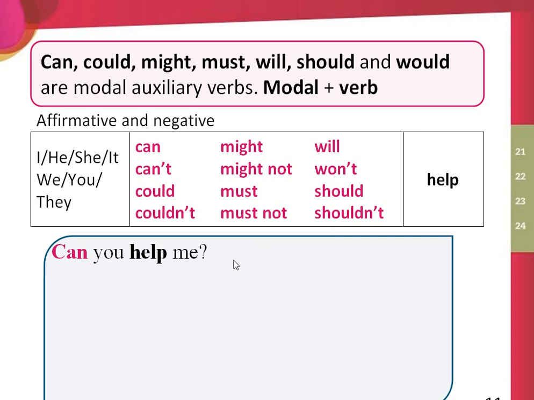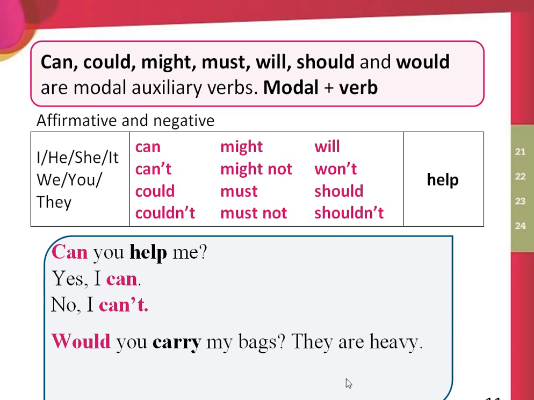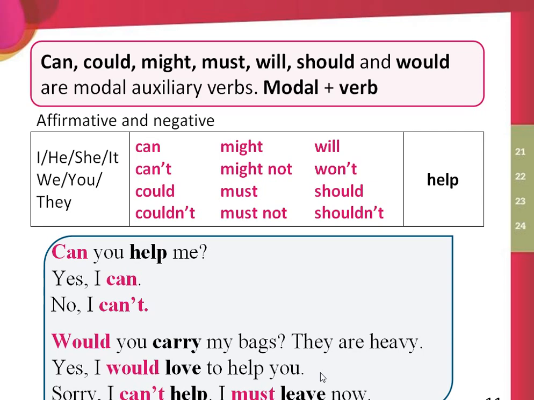Example sentences: can you help me? Yes, I can. No, I can't. Would you carry my bags? They're heavy. Yes, I would love to help you. Sorry, I can't help. I must leave now.